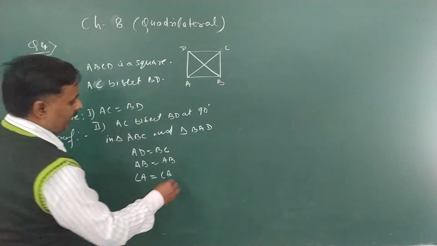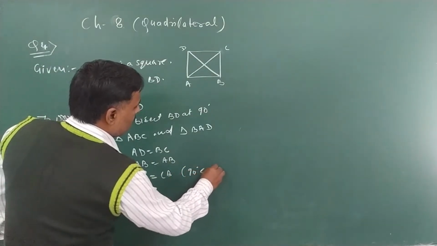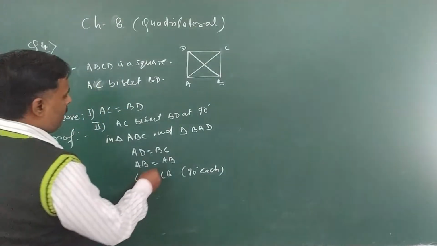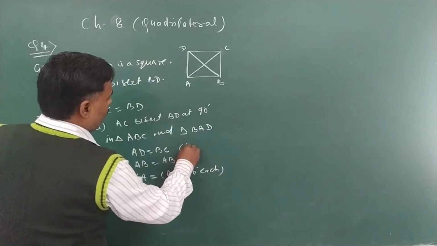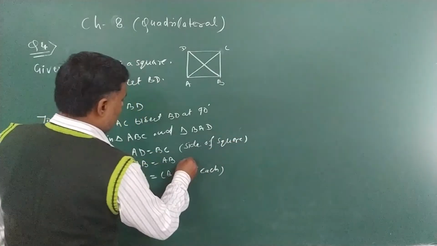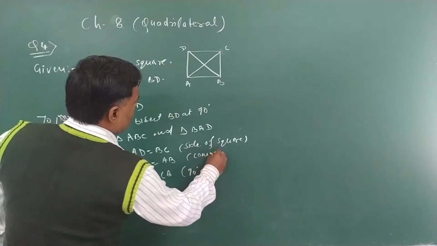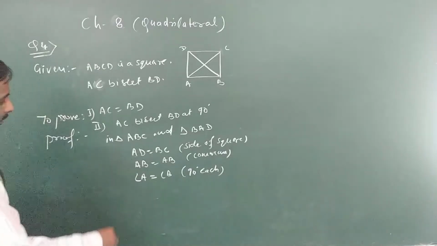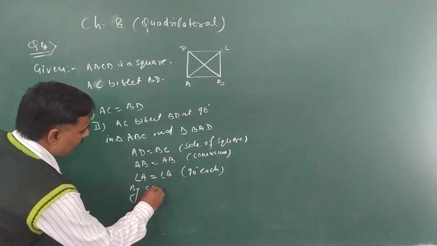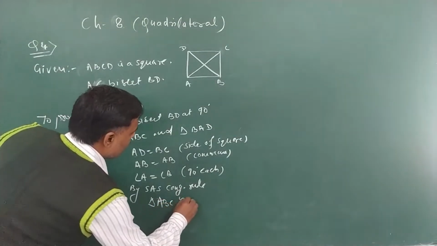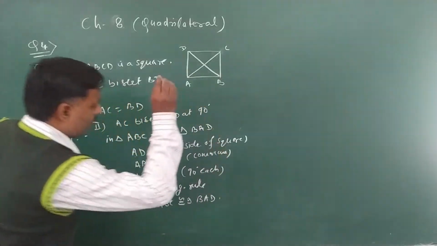Why are angle A and B equal? 90 degree each. All the angles of a square are equal, means they are 90 degree angle, and AD equal to BC means side of square, and this one is your common. So two sides and the included angle, we can say by SAS both the triangles are congruent. So by SAS congruency rule, triangle ABC is congruent to triangle BAD.